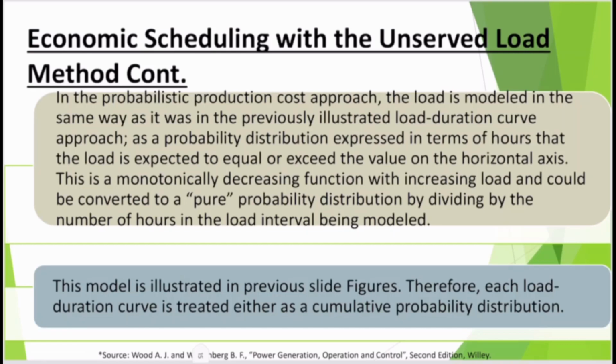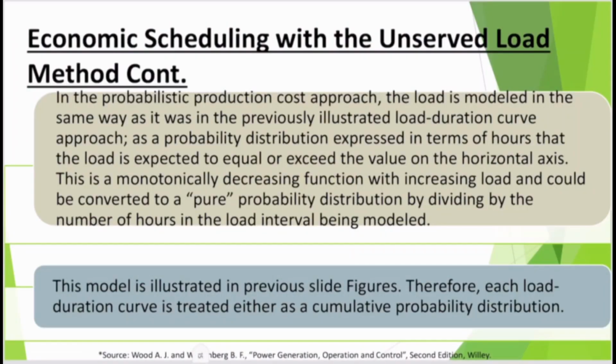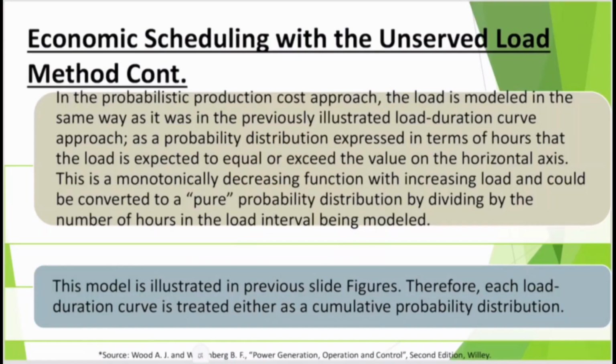Now, in the probabilistic production cost approach, the load is modeled in the same way as in the previously illustrated load duration curve approach: as a probability distribution expressed in terms of hours that the load is expected to equal or exceed the value on the horizontal axis. This is a monotonically decreasing function with increasing load and could be converted to a pure probability distribution by dividing by the number of hours in the load interval being modeled. This model is illustrated in the previous slides and figures that you have seen earlier.